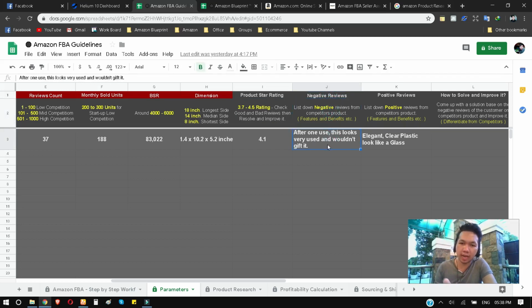Ayan. So, gaya na to. After one use, this hook very used and wouldn't give it, etc. So, you have to identify what are those negative reviews of the competitors and at the same time, the positive reviews. Kasi yung mga positive reviews, positive na siya eh. Maganda na yung product eh, nagustuhan na ng customer. So, ang gagawin mo na lang, gagayahin mo na lang yung positive reviews and then, kung ano yung mga negative reviews na nakita mo sa kanila, yun yung idadagdag, i-improve mo dun sa existing na produkto.